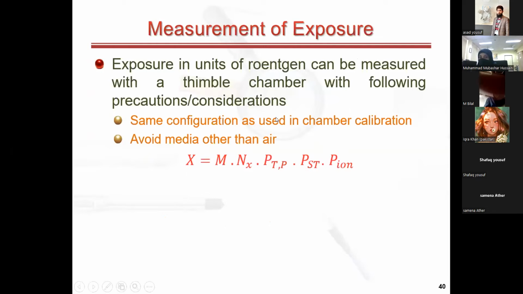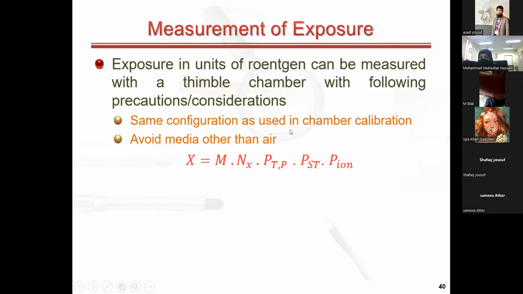The same configuration should be used as in chamber calibration. That is, the direction and orientation of the chamber should be the same as was used during the chamber calibration in the standard field lab. And also we should avoid media other than air so that there is no scattering.